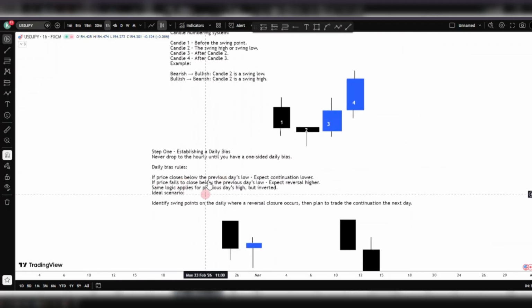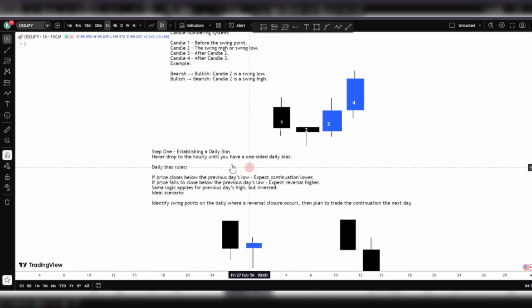So in this case, if we close below the previous day low, we expect the next day to continue lower. And if price fails to close below the previous day low, we expect a reversal. The same logic applies to the previous day high, but inverted.